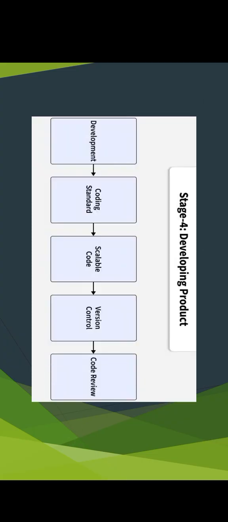In the stage 4 diagram, this is developing the product. Development covers coding standards, scalable code, version control, and finally the review of the code. Stage 5 is testing. In the testing stage, there are many types of testing. Testing ensures the software meets requirements and is free from defects before release. Types of testing are unit testing, integration testing and system testing.